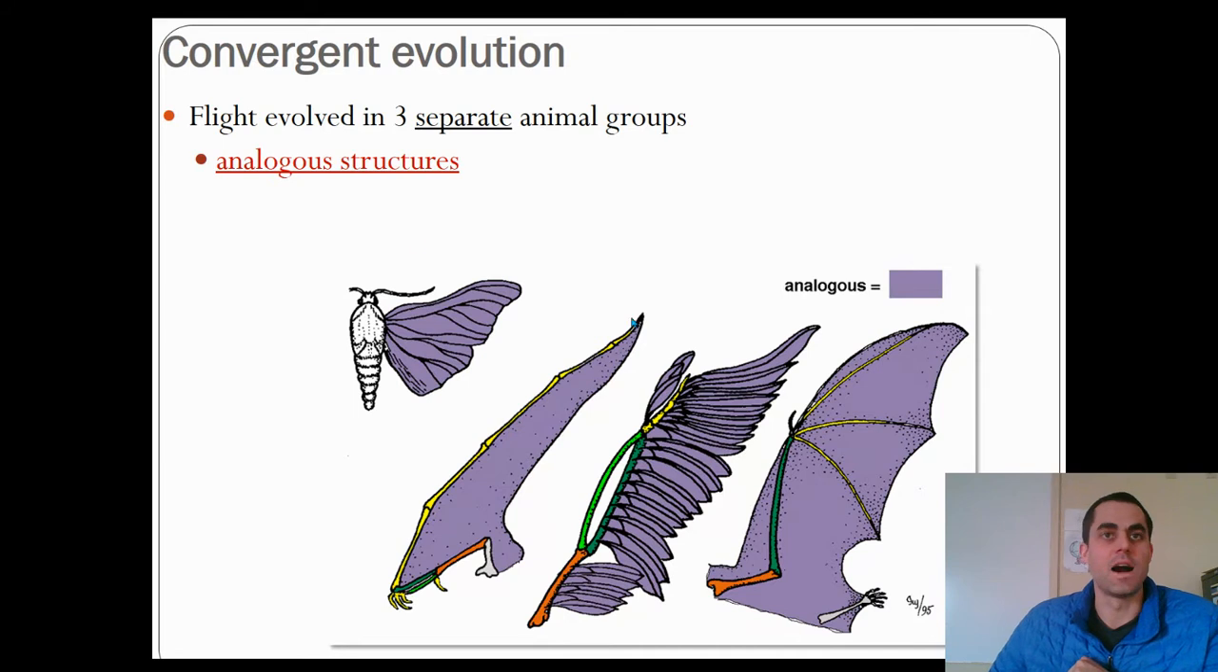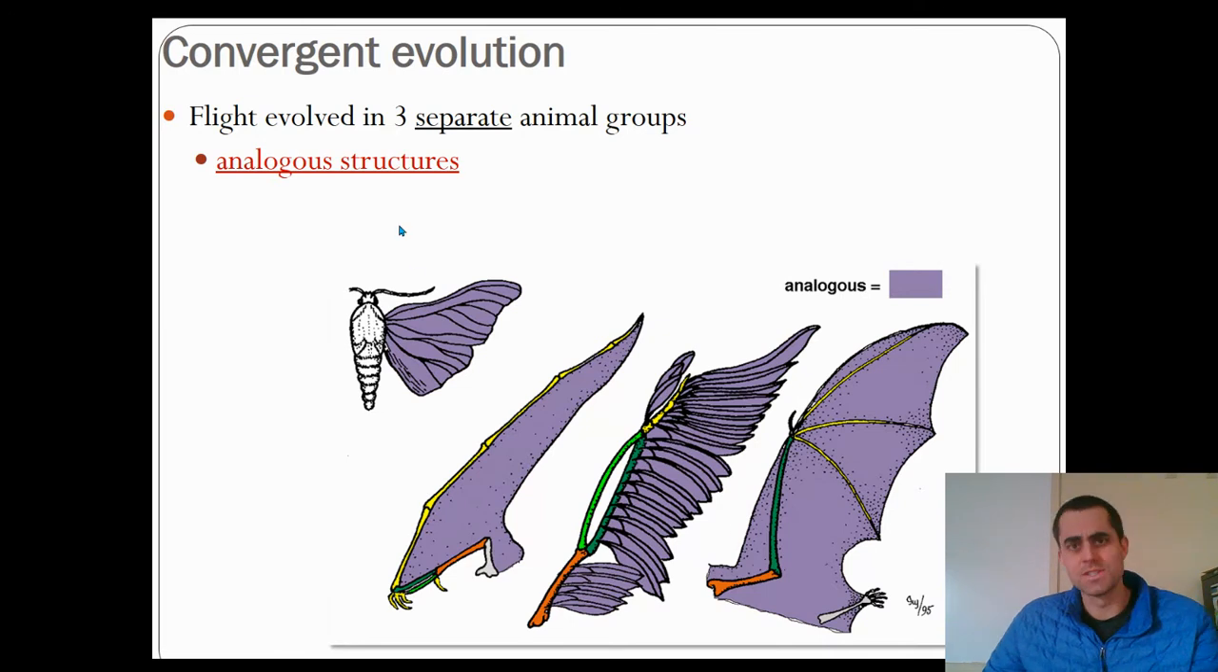Now, the opposite of that is an analogous structure. This is when on the outside they look the same, or similar at least, where these are all wings. So a moth wing, a pterodactyl wing, a pigeon wing, and a bat wing. And yeah, the outside looks the same, and they all help them fly. But if you look at the inside, the structure is not the same. And so these, they've highlighted the bones. So some of the bones are the same, but they're in very different locations.